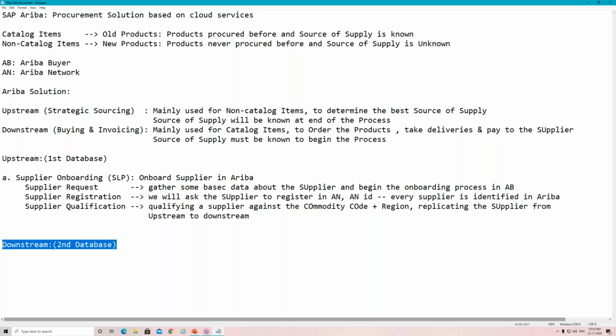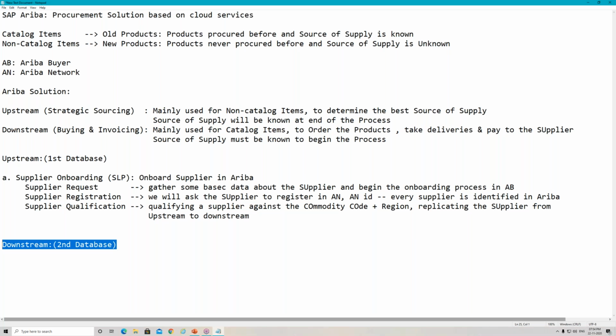Most of the Ariba consultants don't know this particular thing. You ask them what is qualification. Hey, qualification is a fancy thing, but actually qualification is a very, very important thing which all of you should be knowing very, very well. Now all of you should basically understand, guys.